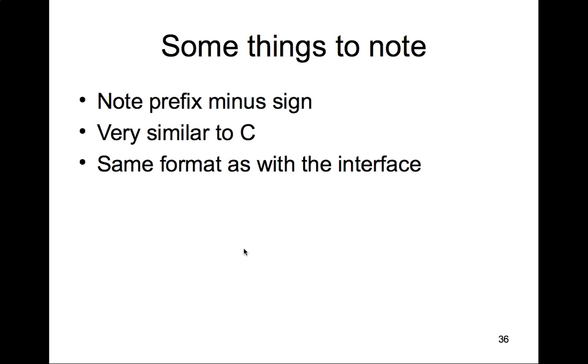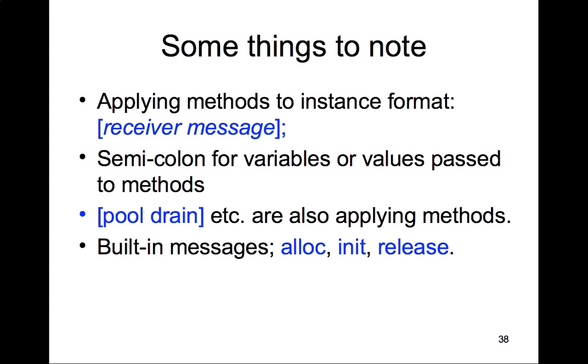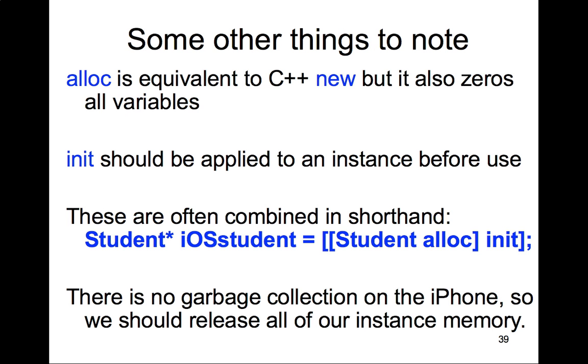So the prefix of the minus sign is very similar to C, actually. Syntax is very similar to C in this particular case. We also looked at applying the methods for the instances in the format of the receiver message in those examples, with the colon for variables or values passed to methods. Built-in messages use alloc, init, and release. We're not going to ever use release, but alloc and init are still built-in methods. So whether we have an init or not, we still use it. And we still need to do the alloc, even with automatic reference counting, or ARC.